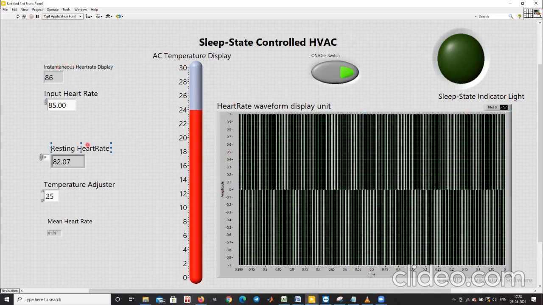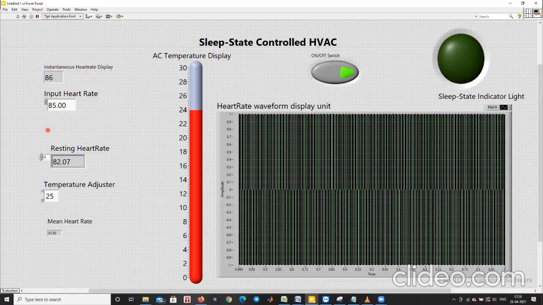Here are a few displays. There are two digital displays here, and two input units, two functional displays, and there is one mean heart rate display. Let's look into them. This is the instantaneous heart rate display. This window shows the instantaneous heart rate of a person. And this is the resting heart rate display. So what is this resting heart rate display? It displays the resting heart rate of a person.